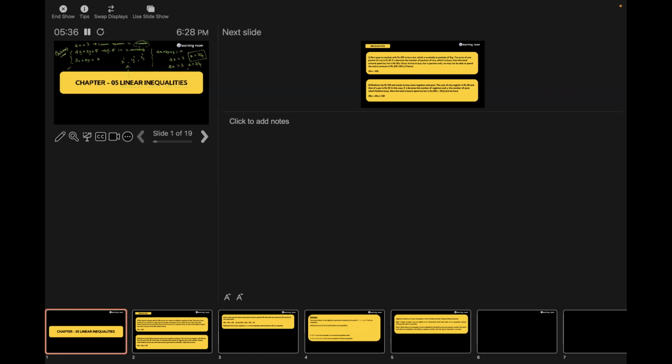See, for example, here can I write x belongs to (3/4, infinity)? This is what we have learned in relations. So we have learned about open bracket and closed bracket. That's the same logic. Is that clear?